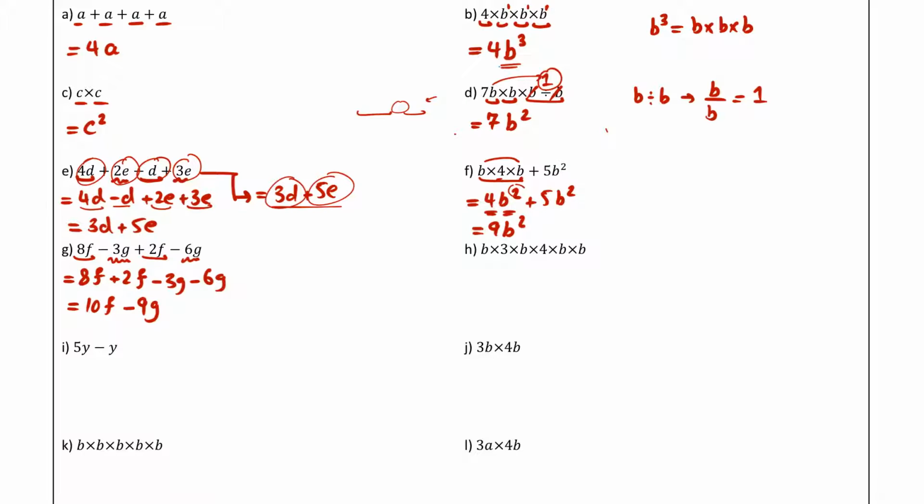Now here I don't have more than one term. I only have the one term over here because I don't have any addition or subtraction. So I have b times 3 times b times 4 times b times b. First thing I will do is multiply the coefficients together. Those are numbers, so you can pretty much multiply them together. You get 12. And I have 1b, 2, 3, and 4 b's. So b times b times b times b is the same as writing b to the exponent 4.